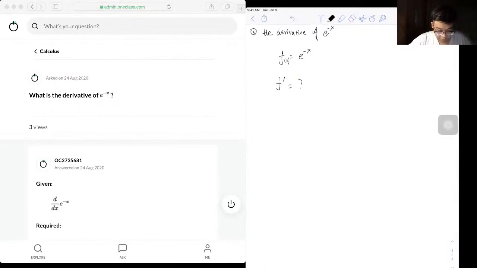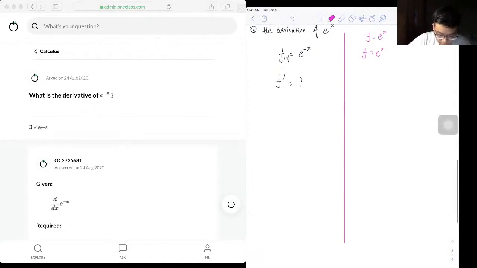So before jumping into this question, I would like to first generally talk about the derivatives. So if we have f is equal to e to the power of x, in this case, the derivative of f will be still e to the power of x. And also for this part, it can also be written as d over dx. It's just another way of interpreting the derivative.